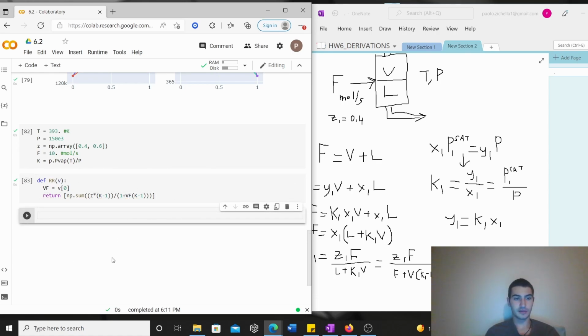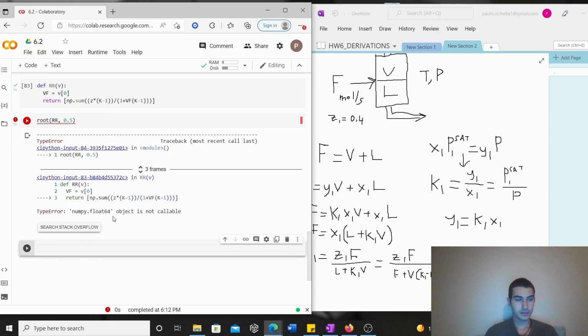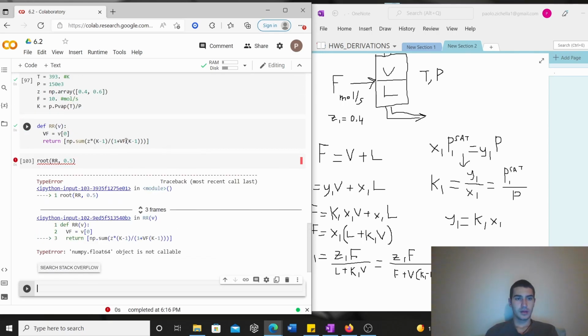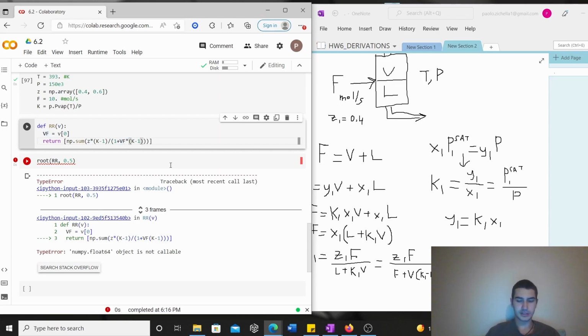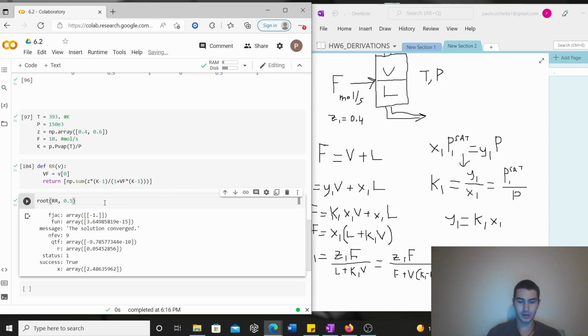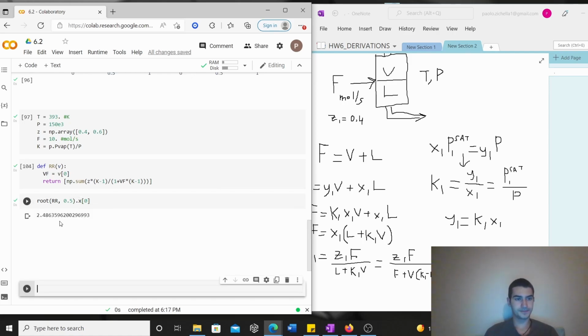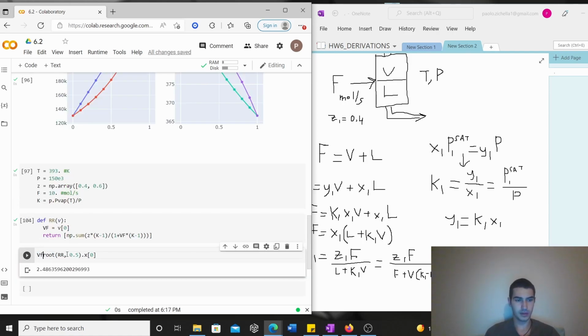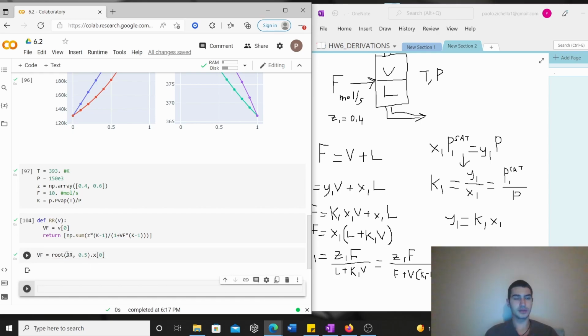So we can go ahead and check if this is all good. So do the root function on rr for the equation, and just give an initial guess, let's do 0.5 for now. I simply forgot a multiplication sign here, I believe. Yeah, and there we go. We have our value for the VF. Now we can make this equal to VF, so we can pull that out later on. There we have it.